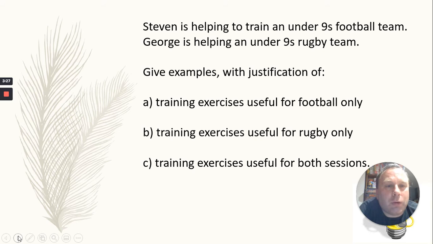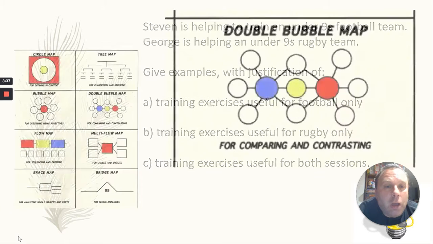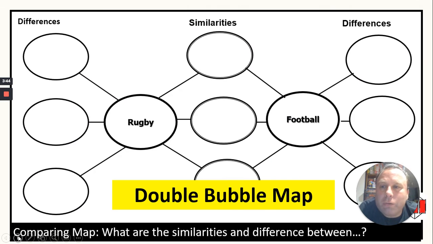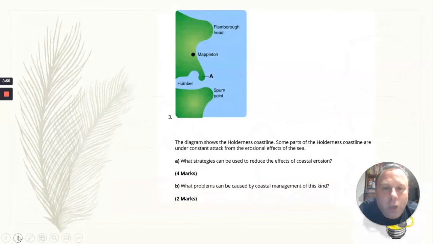So Stephen is helping train the under-9s football team, George is helping the under-9s rugby team, and we want to look at training exercises useful for football only, rugby only, and useful for both. What you could do here is a double bubble map. This is specifically for comparing and contrasting things. At either end we've got the differences, the things exclusively for rugby and exclusively for football, and then down the middle we've got the similarities, the things that would work for both of them.